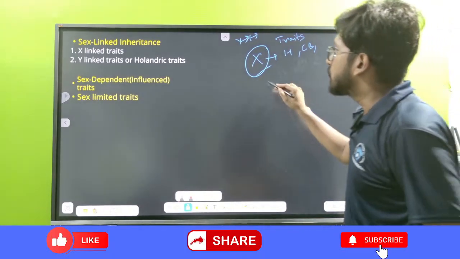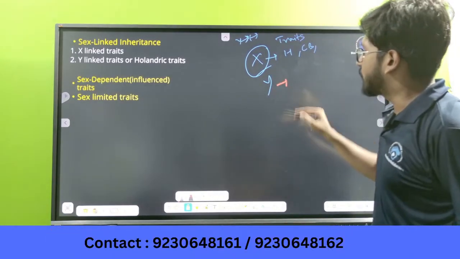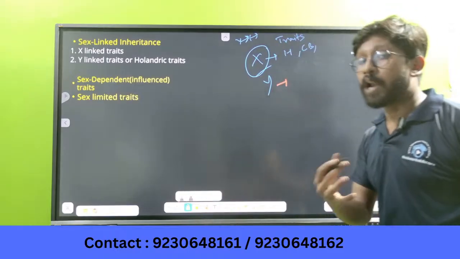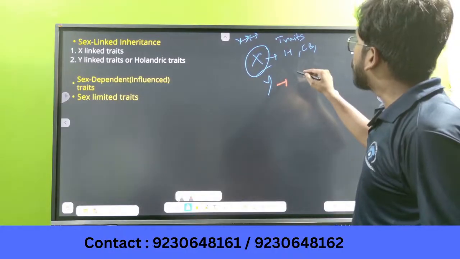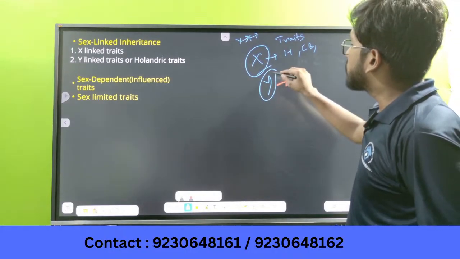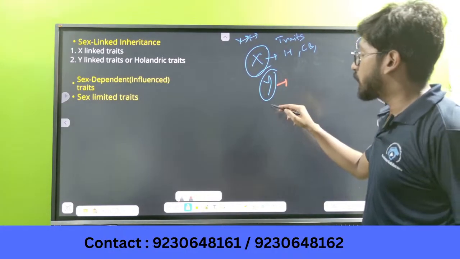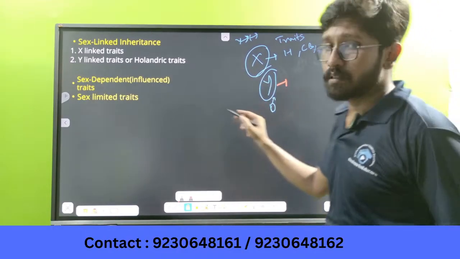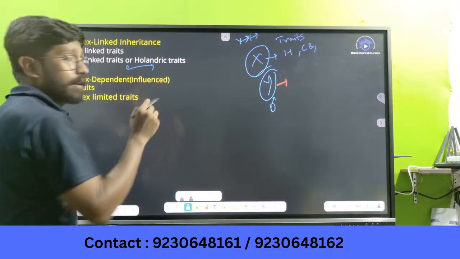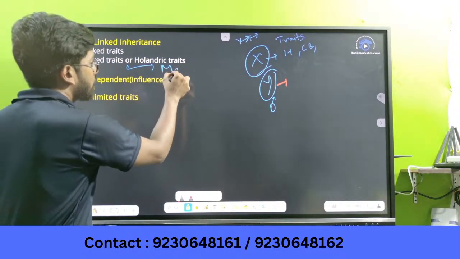At the same time, some Y-linked characteristics are there. These are called Hollandric characteristics because of the scientists who invented it. So Y gene के अंदर क्या होता है? Male में होता है बस Y gene, we know. So these characteristics, these Y-linked traits, are male specific. Okay.